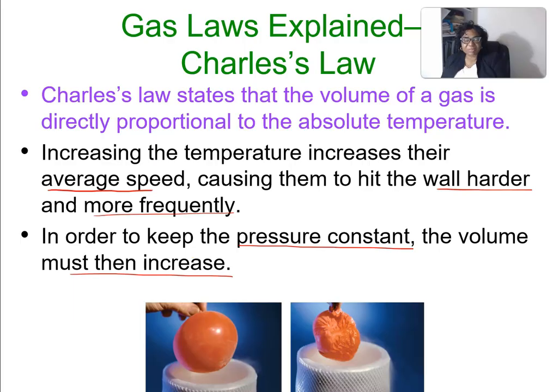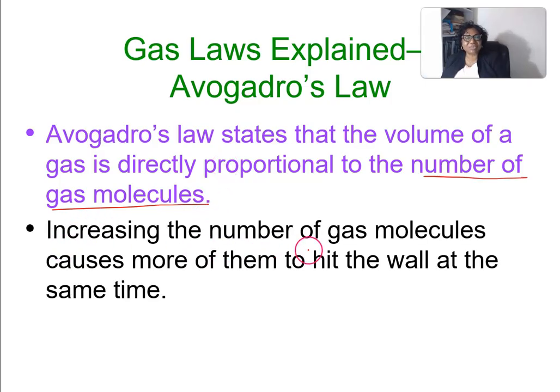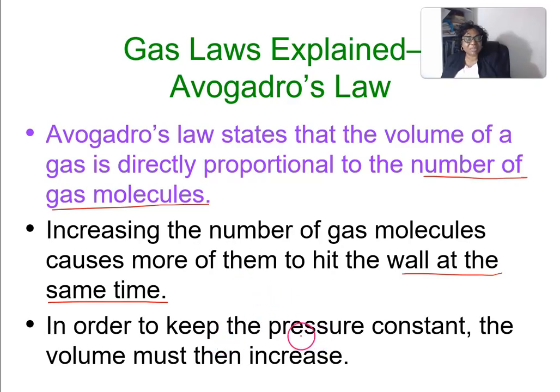Now let's use the properties of gases to explain Avogadro's law. Avogadro's law states that the volume of a gas is directly proportional to the number of gas molecules. So increasing the number of gas molecules causes more of them to hit the wall at the same time. In order to keep the pressure constant, the volume must increase.